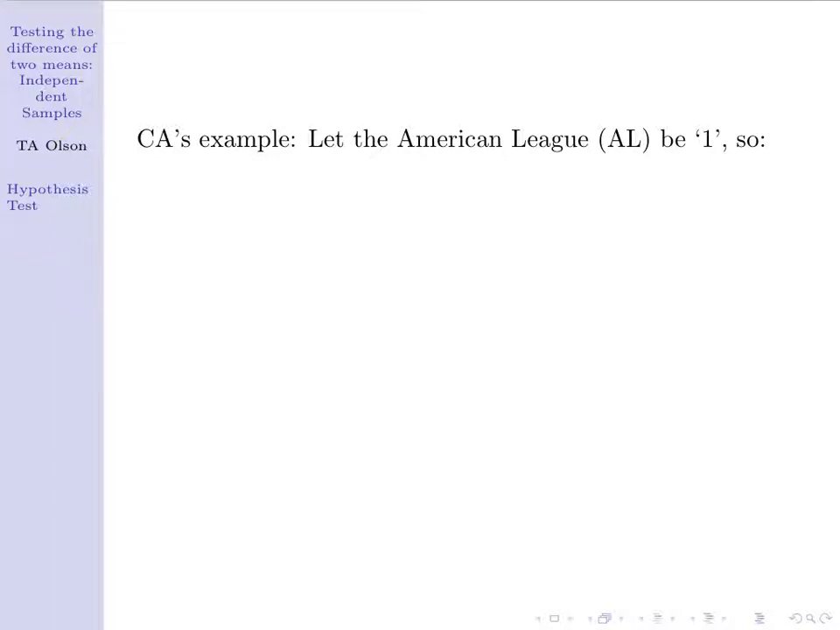All right, now we have to label things properly. In Chifaru's example, we're going to let the American League be our ones. So the mean for our sample 1 is going to be .433. Our sample standard deviation for our population 1 is going to be .61. And our sample size for the American League, our ones, is going to be 136.